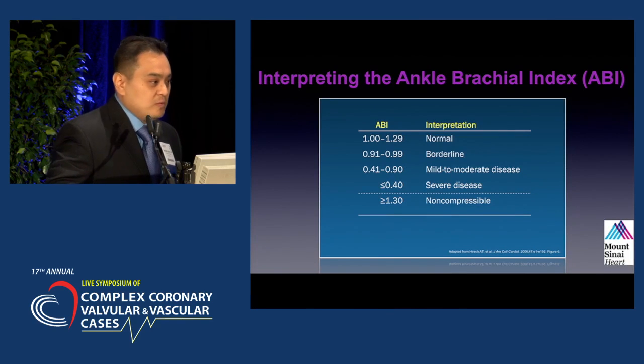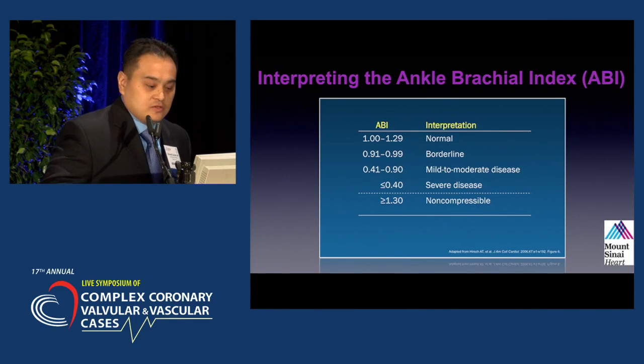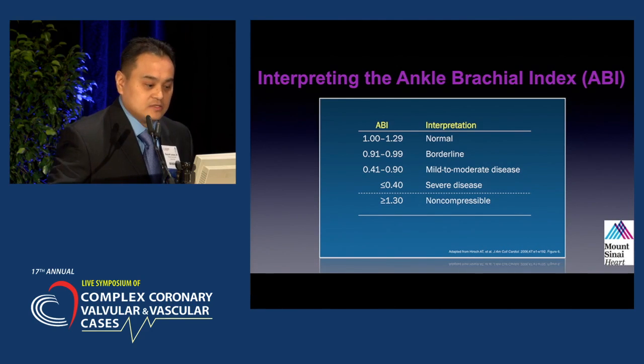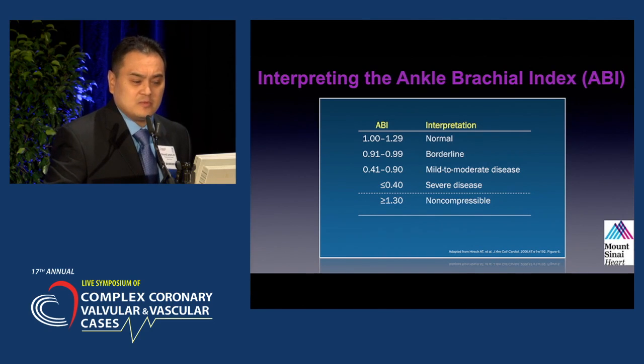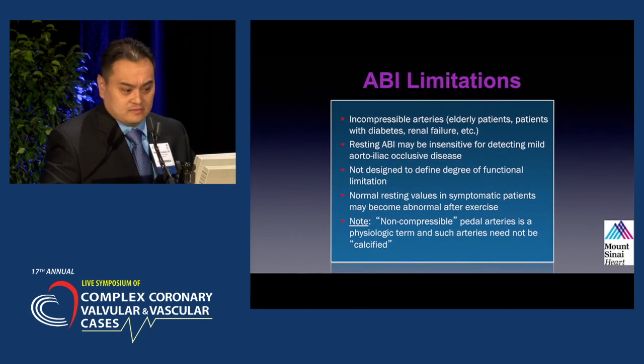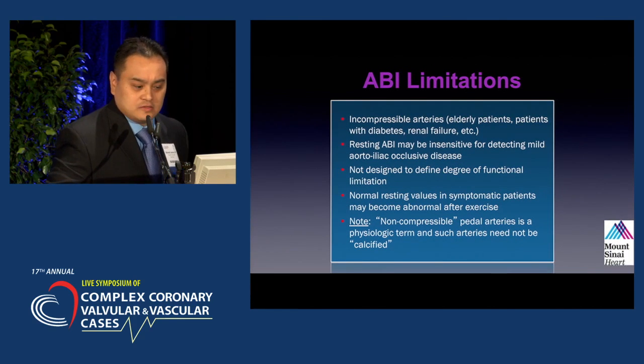So when we do the math, we get certain numbers, and normal resting ABIs are 1 to 1.29. Anything greater than that, we can say is non-compressible. You can see in the bottom part. And basically, we'll talk about non-compressible arteries, which are calcific arteries. And so ABIs are really not too specific in that kind of situation. Again, limitations are in non-compressible arteries, elderly patients, patients with diabetes, renal failure, that kind of thing.